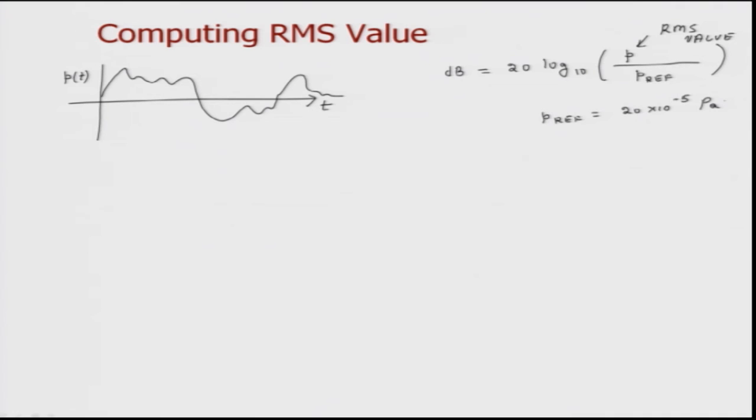So when we are recording pressure, the first thing we have to make sure is that this is in pascals. If your microphone is giving you voltages, then you have to somehow convert that voltage using the calibration factor of the microphone into pascals, because for computing decibels, we have to record pressure, and the unit of pressure is pascals. And then the other thing is that we have to compute its RMS value. So how do we do that?